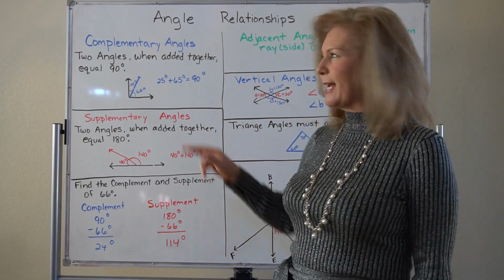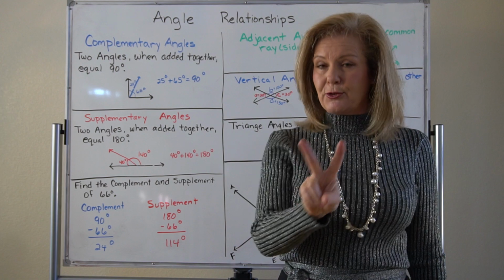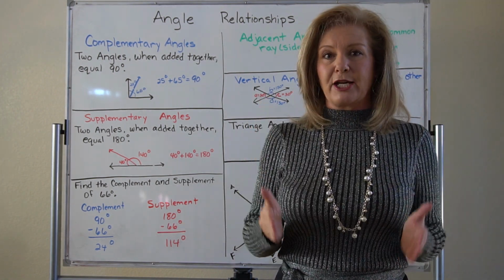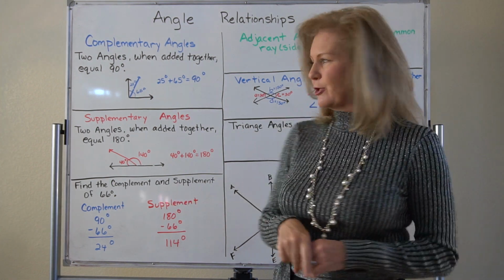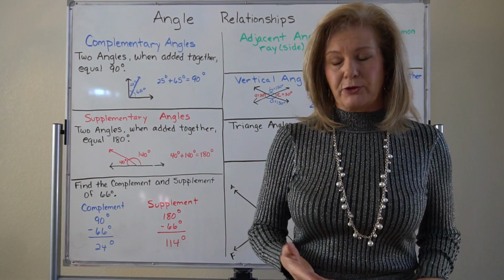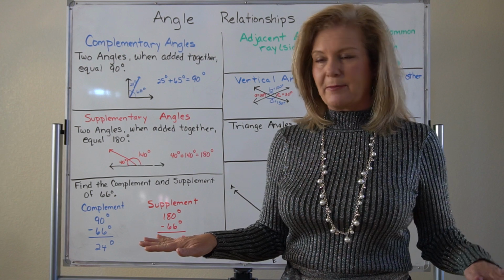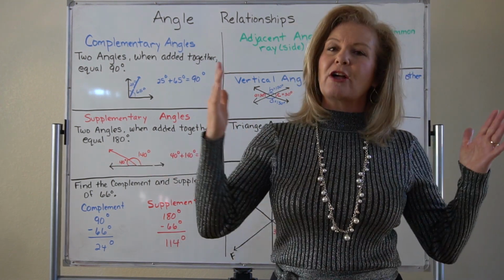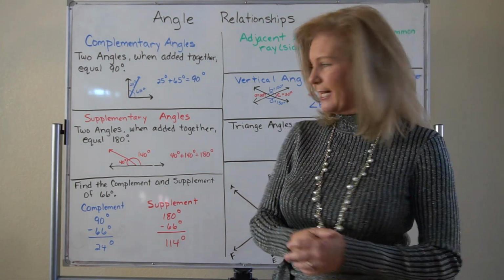Now, the second angle relationship that we're looking at is something called supplementary angles. Now, supplementary angles, it's very similar to complementary angles. Again, it's two angles. When you add them together, if their sum is 180 degrees or a straight line, then those are supplementary angles. So a 40-degree angle and a 140-degree angle equal 180 degrees, therefore they're supplementary. And again, they don't have to be side by side. It's as long as it's just two angles. When they add together, they equal 180 degrees.